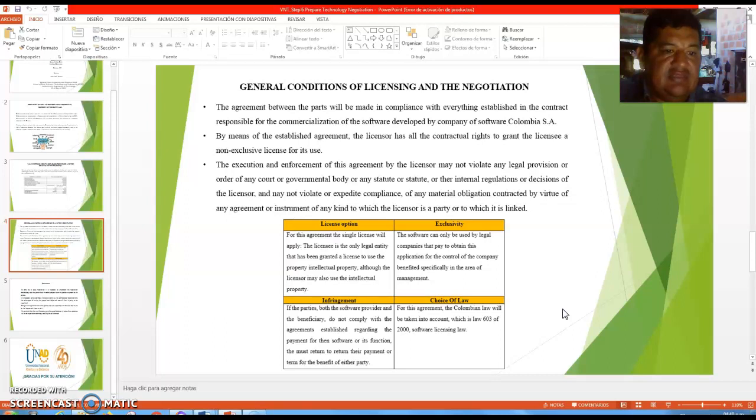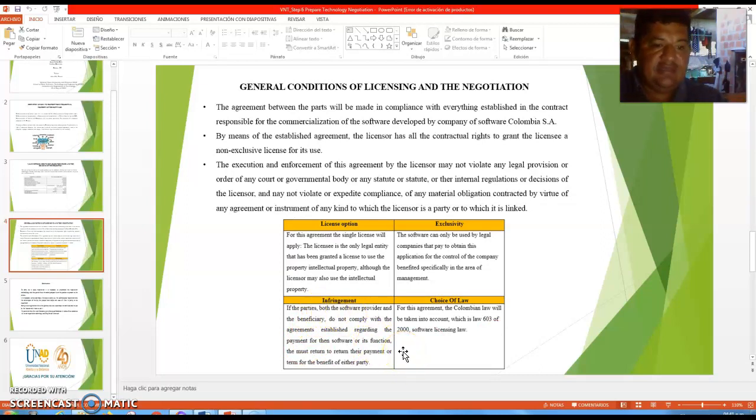The licensee is the only legal entity that has been granted a license to use the licensor's intellectual property. The software can only be accessed by legal companies taxed to obtain fees applied for control of the company benefits, especially in the area of management. Infringement.